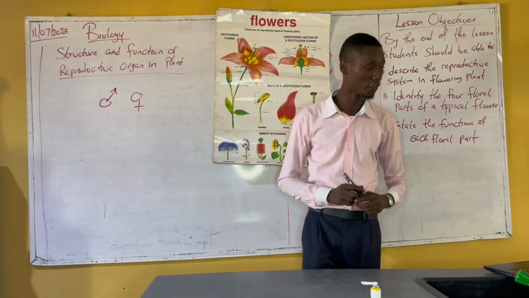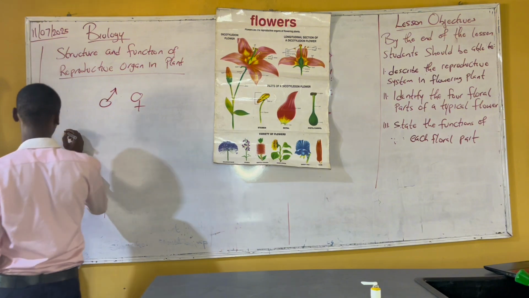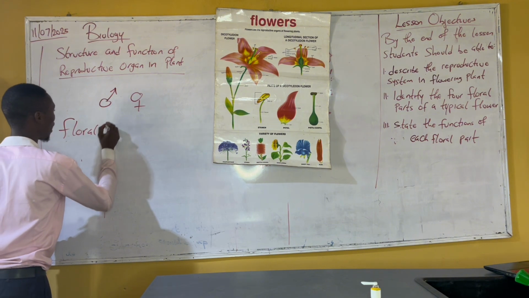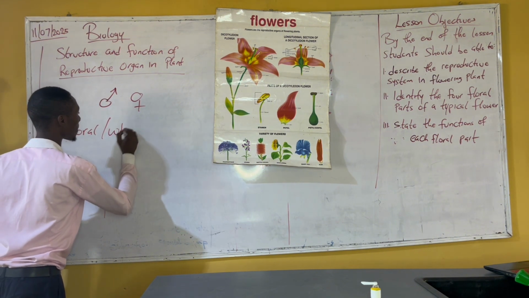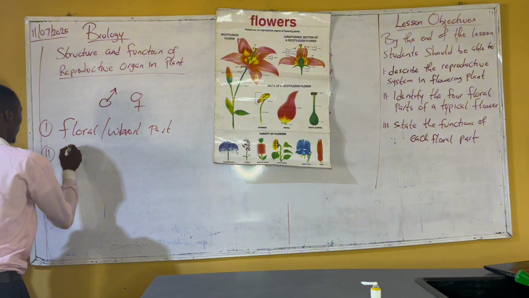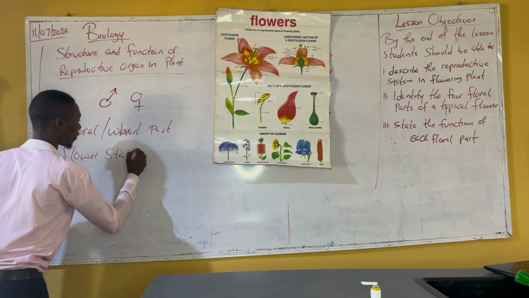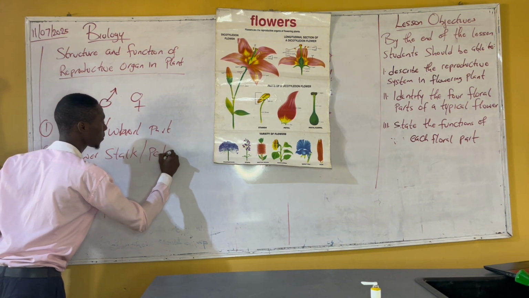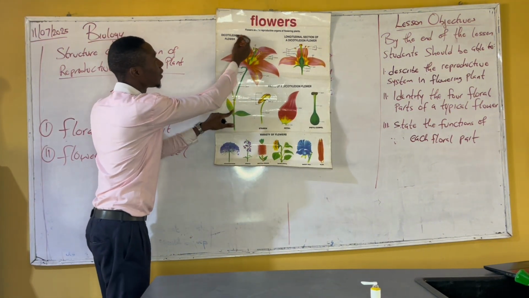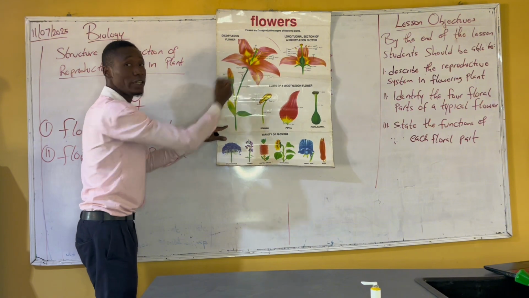And it is made up of two parts. We have the floral part and the pedicel. The floral part, or we call it the whorl, and then we have the flower stalk, called the pedicel. Now, this is a flower. All these parts are the floral part, while the part holding it is called the pedicel.